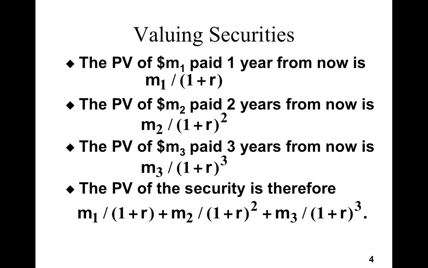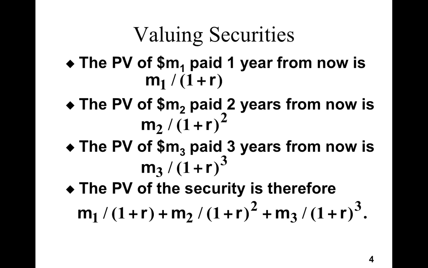So, that would be M1 divided by 1 plus R. What about the present value of a security that pays you M2 after 2 years from now? Well, at the end of 1 year, the present value of that security would be M2 divided by 1 plus R. Today, the present value of M2 divided by 1 plus R would be M2 divided by 1 plus R divided by 1 plus R, which is M2 divided by 1 plus R squared, and so on.